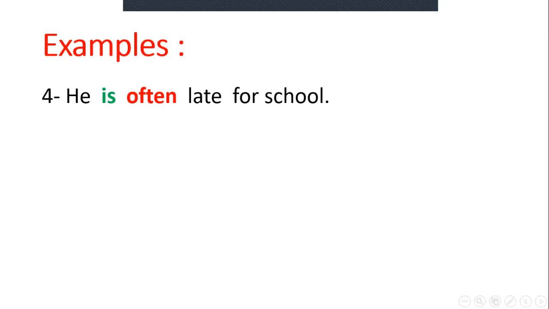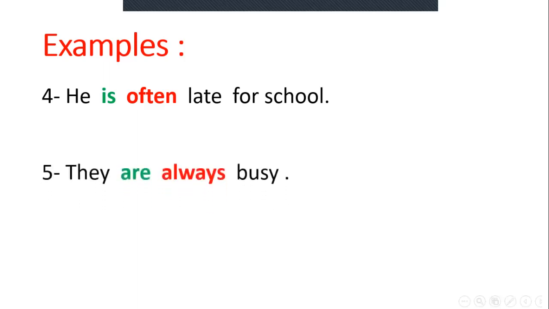But we use usually, often, sometimes, and never, all of these adverbs of frequency, before the main verb. But here, my students, in this sentence, is is the verb to be, and we use often after this verb, because we use these adverbs of frequency after the verb to be.